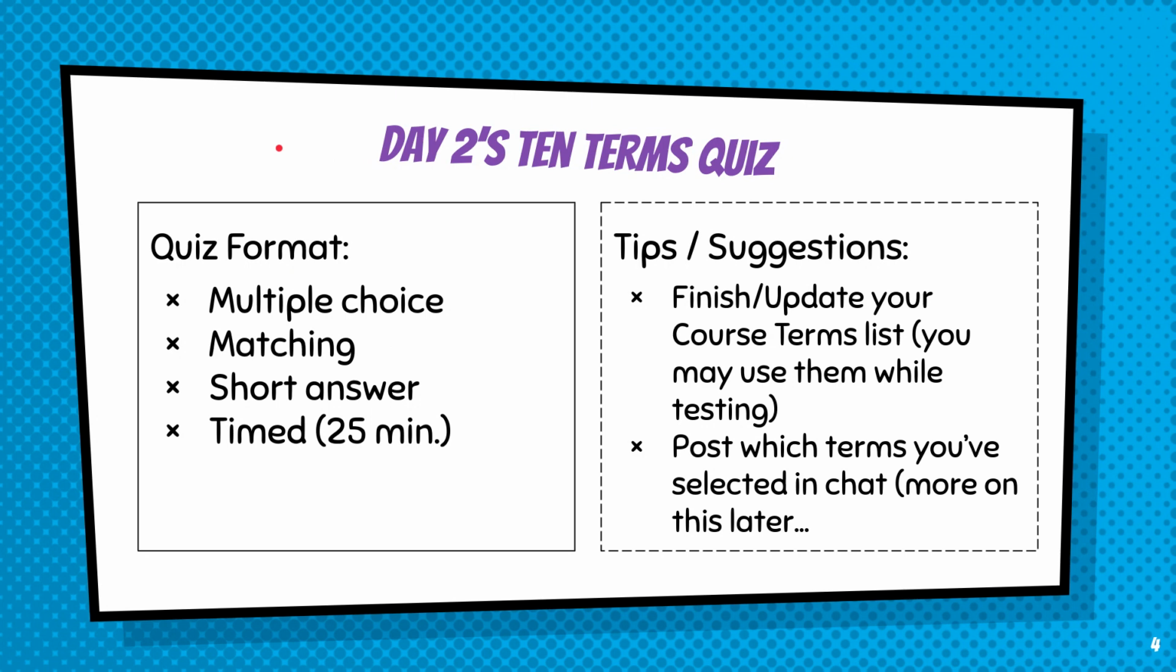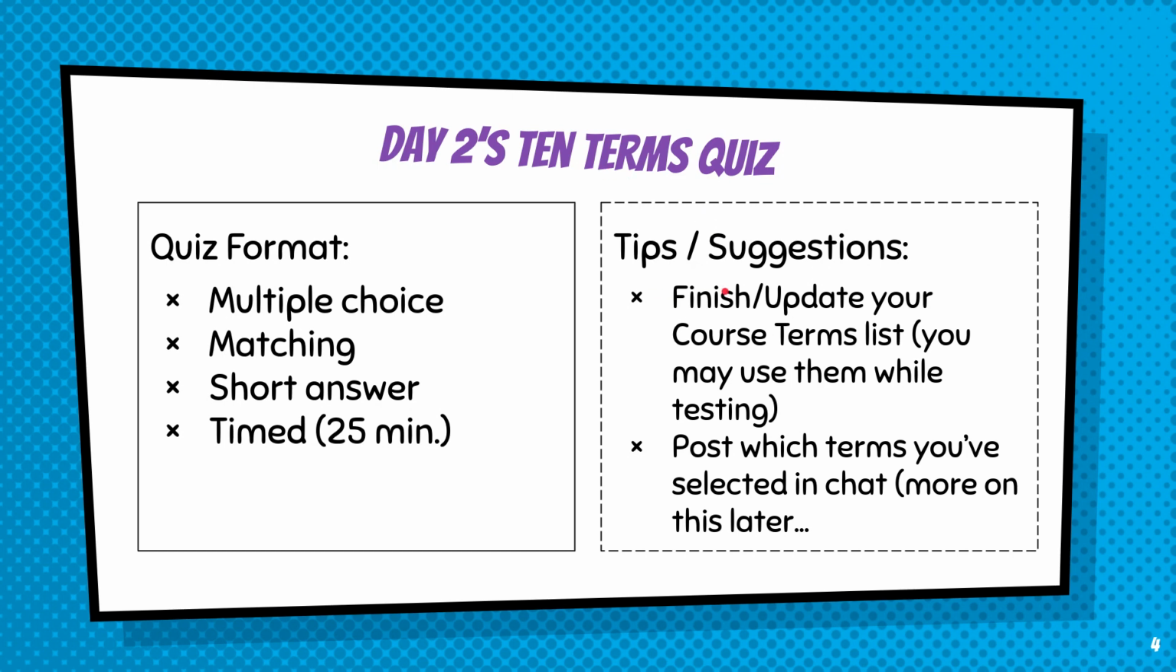So first, on day 2 of this week, you will take a quiz about the vocabulary from Scott McCloud's text, okay? The format of the quiz will be a mixture of multiple choice, matching, and short answer. It will be a timed quiz. You'll have 25 minutes to complete that quiz.